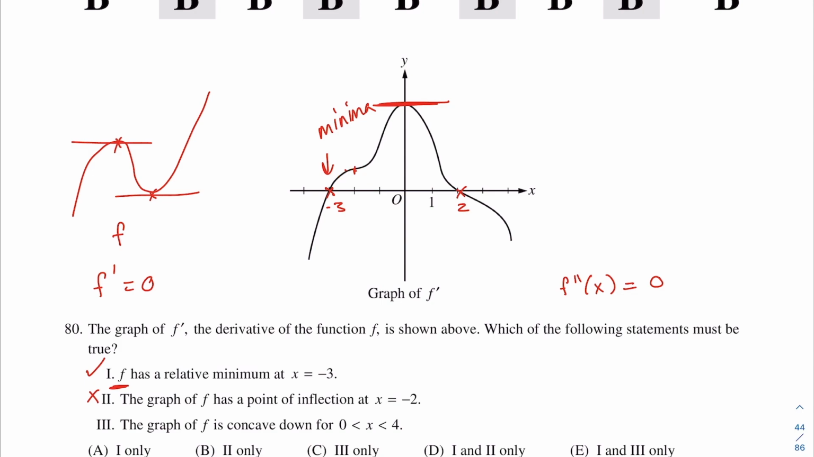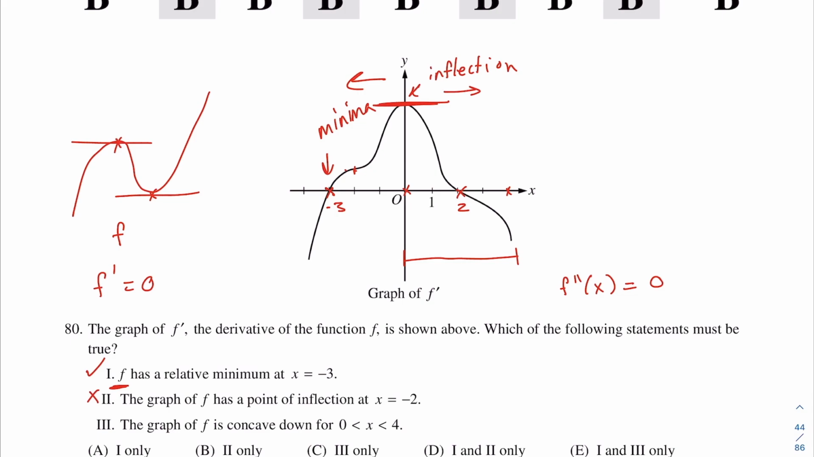Okay. And 3, the graph of f is concave down on the interval of x from 0 to 4. So they're saying that between this point and this point, the graph of f is concave down. Now, we do know that there's a point of inflection here. Right? So this tells us that the period after this, before this, it changes from concave up to concave down.